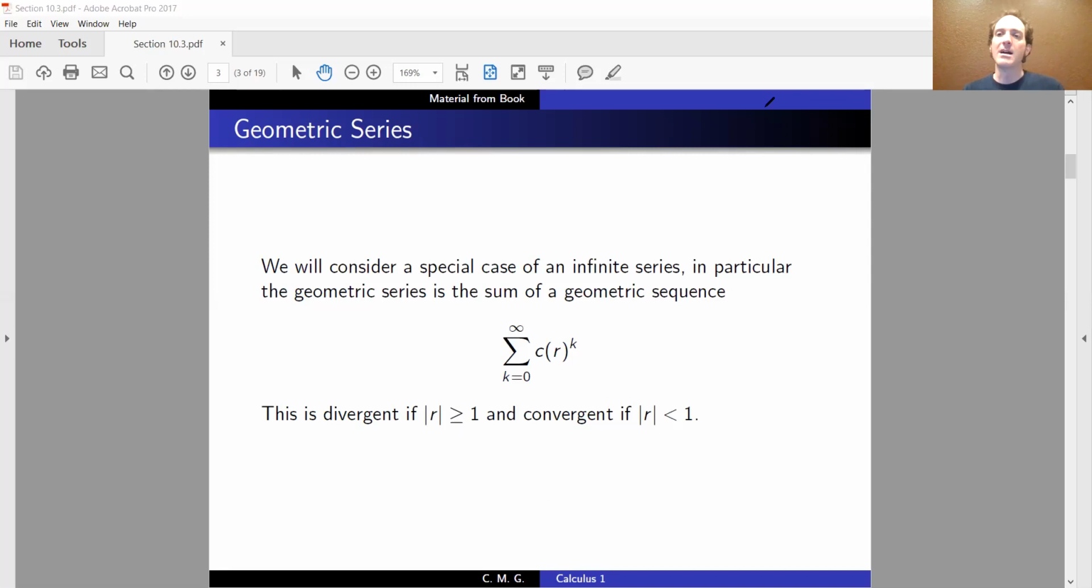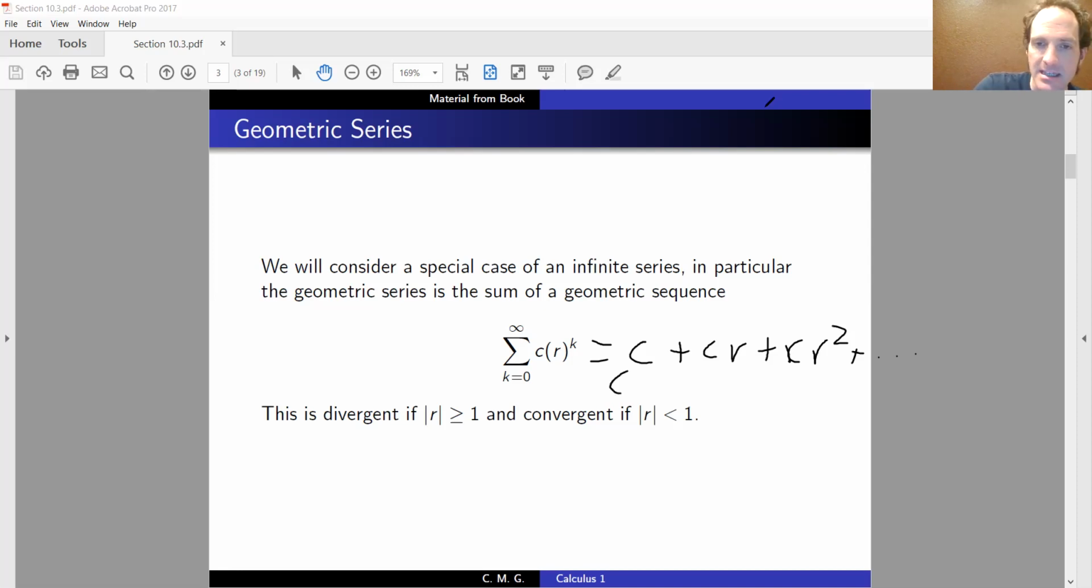What about if r is not 0, but it's less than 1 in absolute value? Okay. So we need to do a little bit of thinking here, but if I write out a couple of terms here, the first term of this will be c, and then I'll get c times r, and then I'll get c times r squared, and so on. Well, notice every single term in this sequence will have a c in it. So inside of this sum, I can factor a c out of all of the terms.